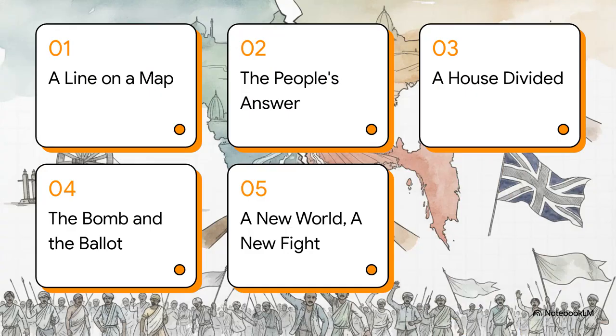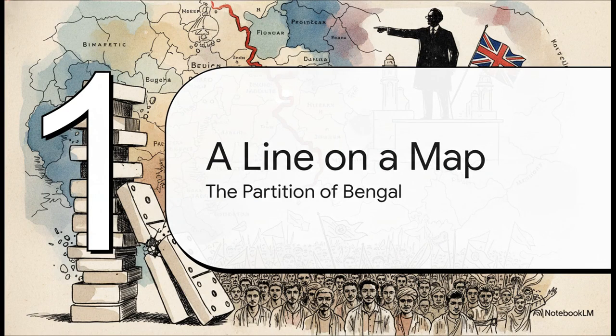All right, so here's how we're going to break this down. We're going to follow the 5 key dominoes that fell. First up, we'll look at that line on the map, the Partition of Bengal. Then, the incredible reaction it caused, the people's answer, also known as the Swadeshi Movement. All that new energy, though, led to a major split. Our third domino, a house divided. This fracture then created 2 new paths, the bomb and the ballot. And finally, we'll see how World War I changed the entire landscape, creating a new world and a brand new fight. Let's jump in.